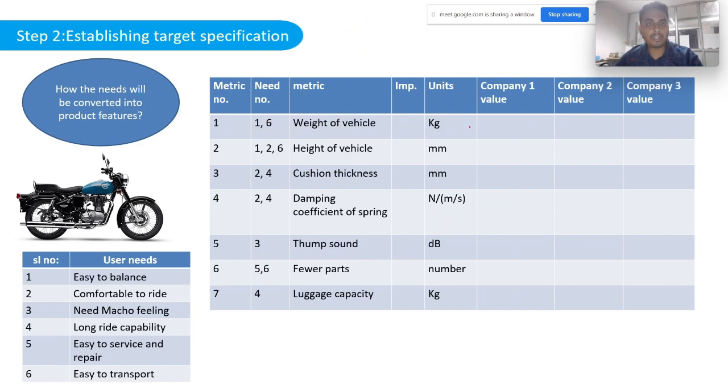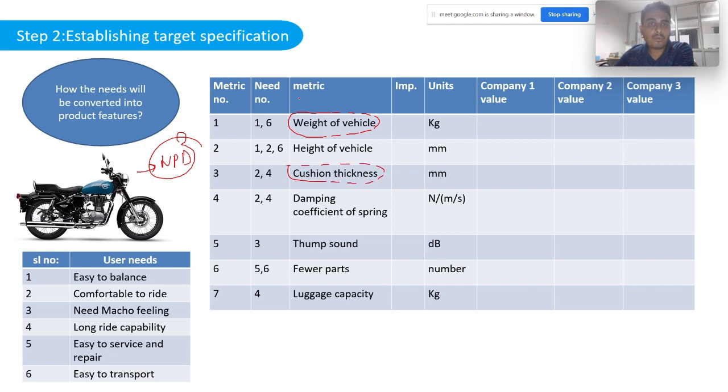Okay, so let's move to the next. What you do next is you try to establish target specifications. Sometimes, when you go for new product development, new product design, as a designer, you may not know the range of certain specifications that you will be looking for. For example, you may not know what should be the weight of a vehicle. You may not know how much should be the thickness.